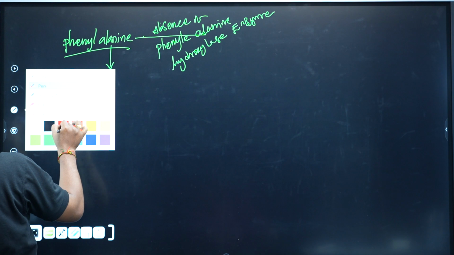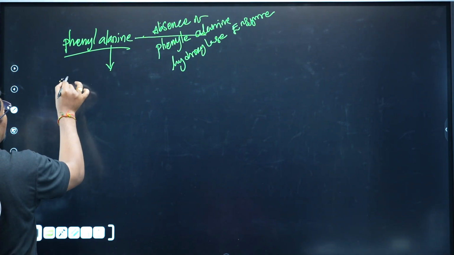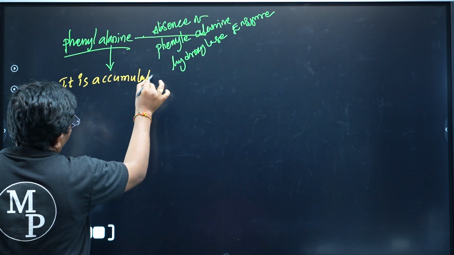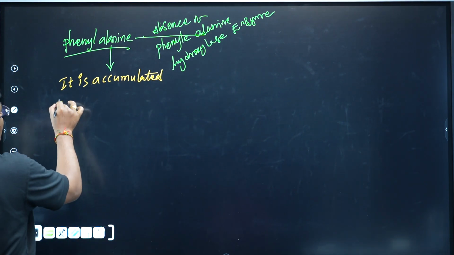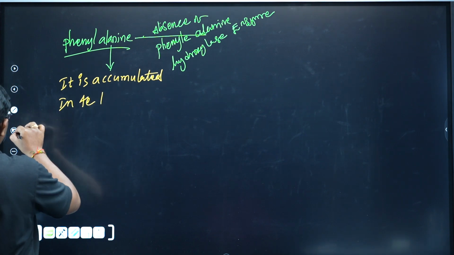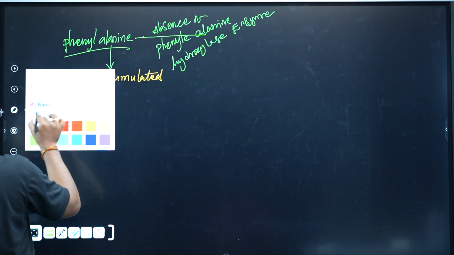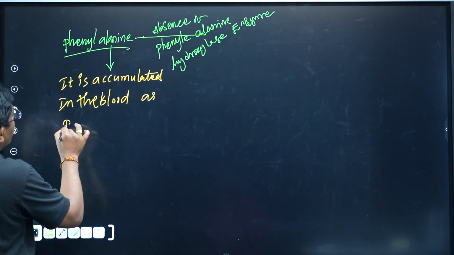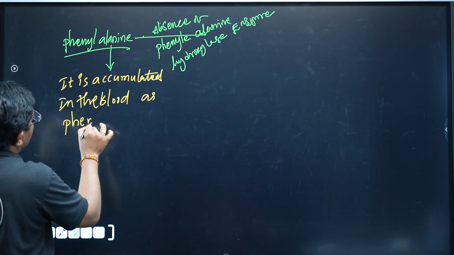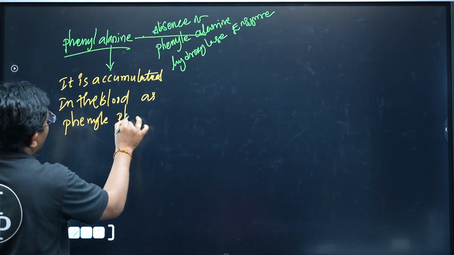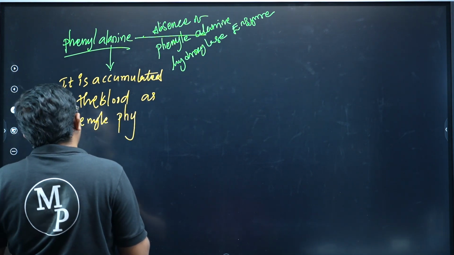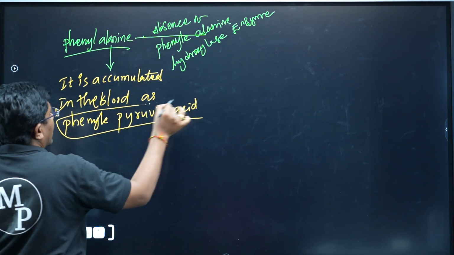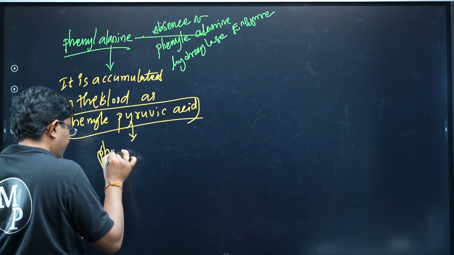This phenylalanine is accumulated within the body. It is accumulated in the blood, as phenylpyruvic acid. It is also called phenylketone bodies.